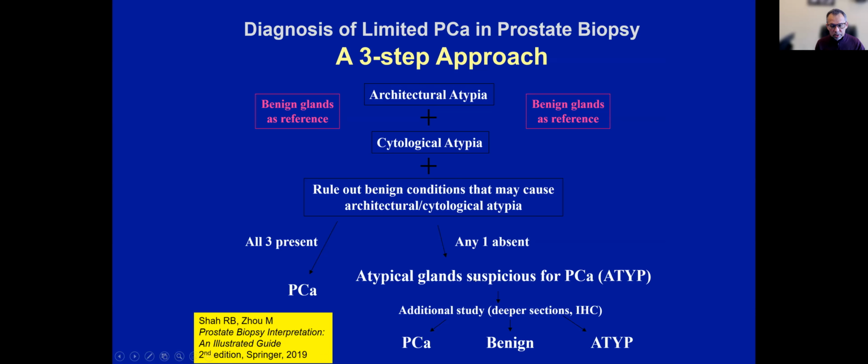And before you consider that as a cancer diagnosis, either that may be an atypical diagnosis, it may turn into benign, or sometimes in a rare situation, you may be able to resolve that as a cancer with the help of additional workup, particularly immunohistochemistry. So keep in mind this 3-step integrated approach, keeping benign glands as your reference point.